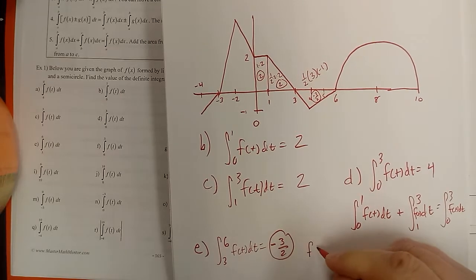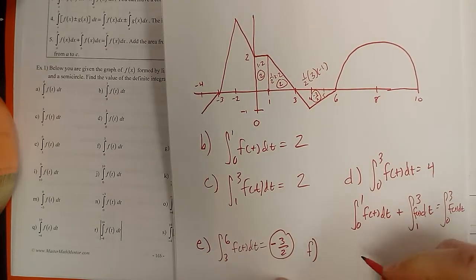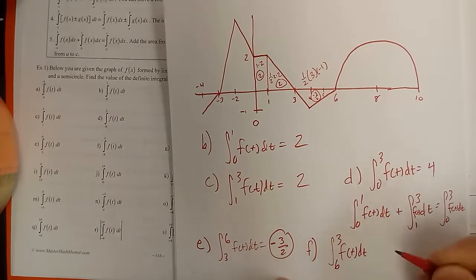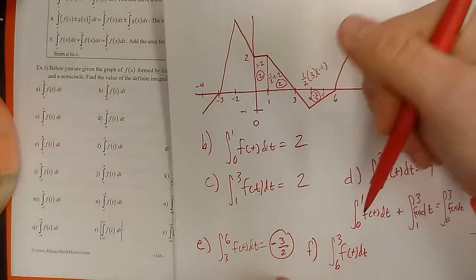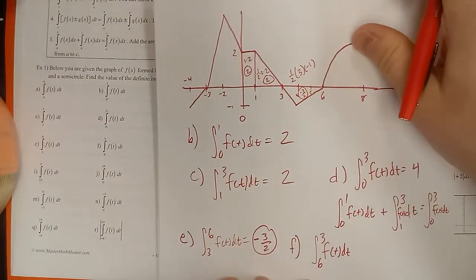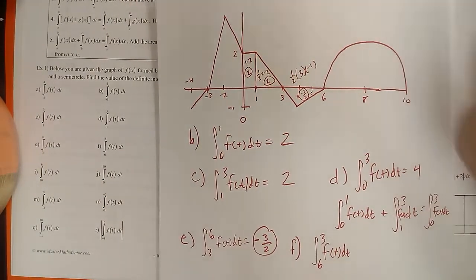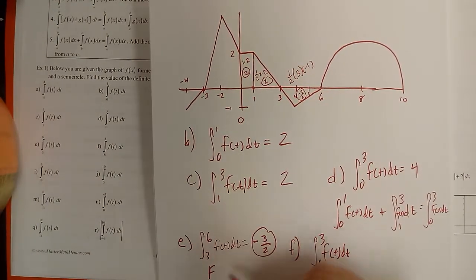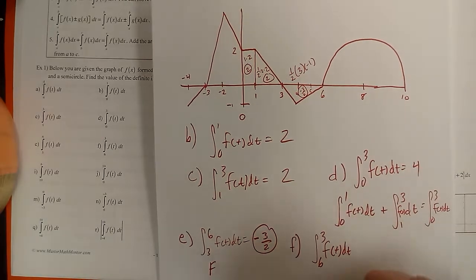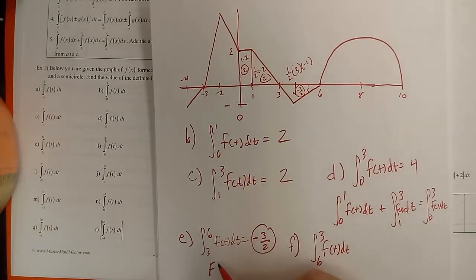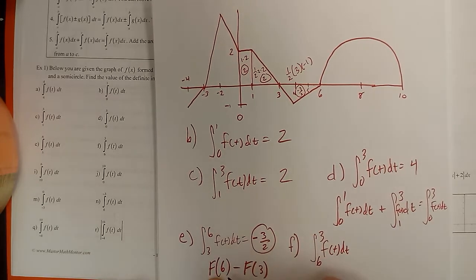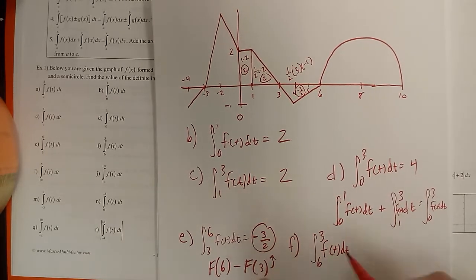Then we get to F, and F is our next property of integrals that we need to understand. The integral from 6 to 3 of f of t dt. So how are we supposed to reverse this? If you remember, from 3 to 6, it equals, and we don't know what big F is, but we know it's big F of 6 minus big F of 3.